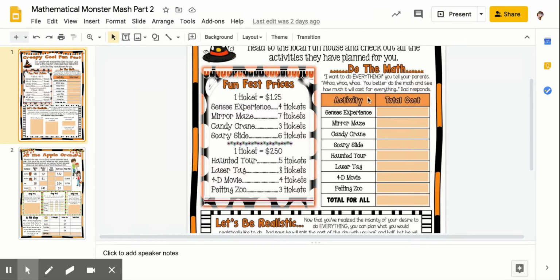to cost, right? So for our Sense Experience, you're going to buy 4 tickets, but one ticket for each thing is going to be $1.25. So what I would have to do is I would have to do $1.25 times the 4 tickets, right?